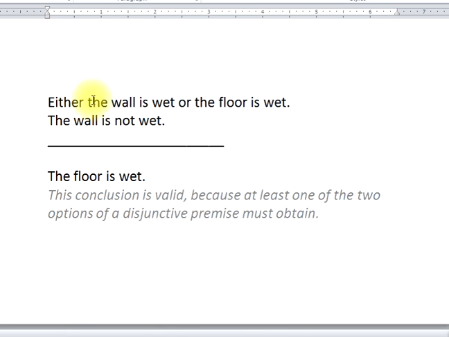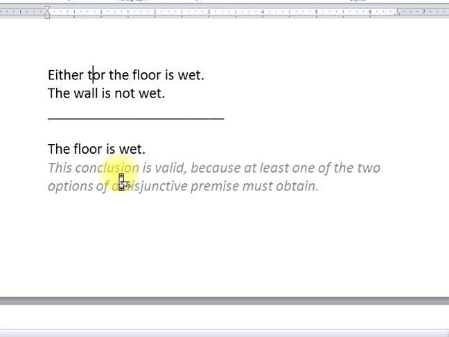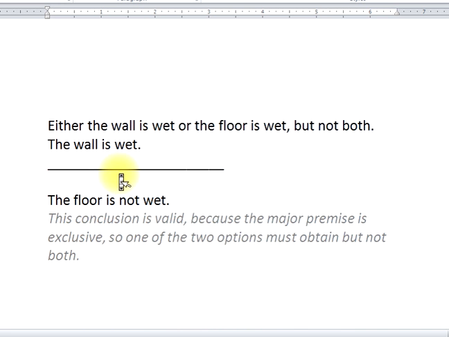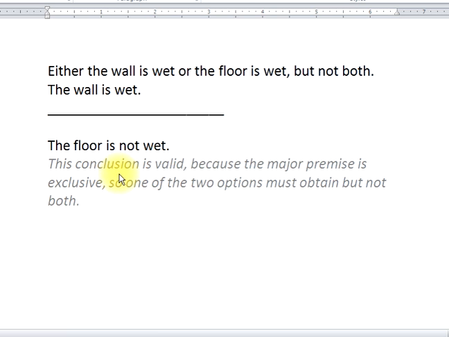Well, what about something like this? Either the wall is wet or the floor is wet. The wall is not wet. So what I'm doing is I'm taking away this option, see? Well, then I'm left with the floor is wet, and that's my conclusion, okay? Because at least one of those options has to obtain. Now, this is a different framing. This is called an exclusive framing.